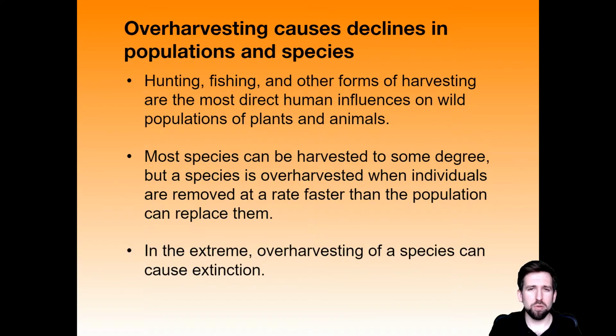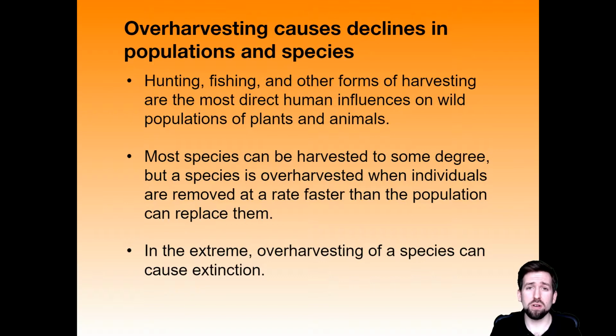So another anthropogenic cause is overharvesting, which is again going to cause declines in populations and species. So hunting, fishing, and other forms of harvesting are the most direct human influences on wild populations of plants and animals. Most species can be harvested to some degree, but a species is over-harvested when individuals are removed at a rate faster than the population can replace them.